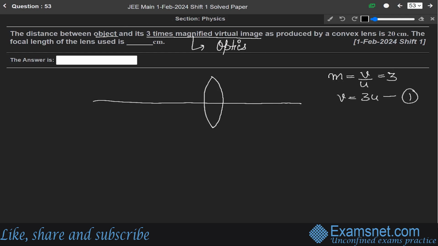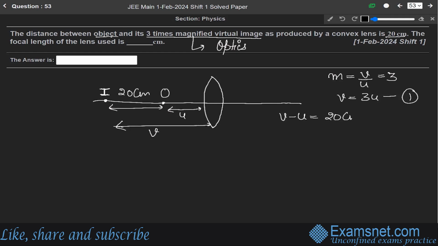Let us say this is equation 1. The distance between object and image is 20 centimeter. Let us say this is object O and a virtual image is forming at this point. If this is the distance U and this is the distance V, then the distance between this object and the image is given as 20 centimeter. Means V minus U is 20 centimeter. Let us say this is equation 2.